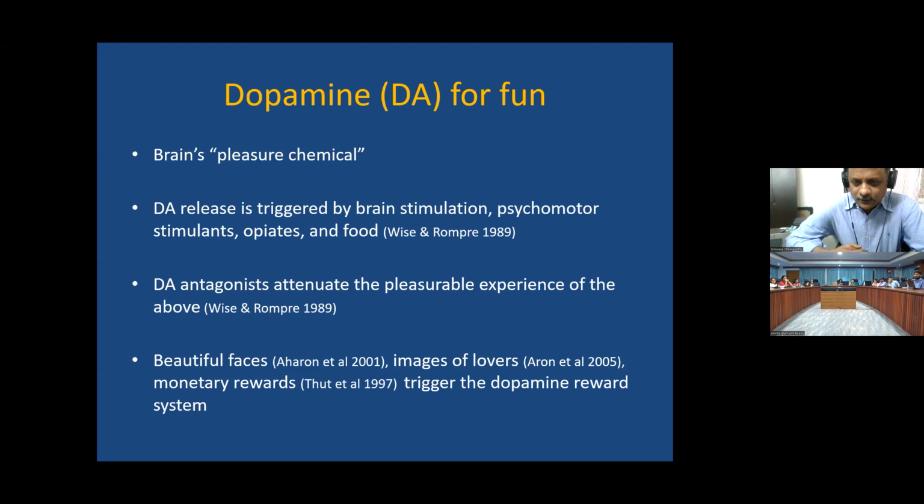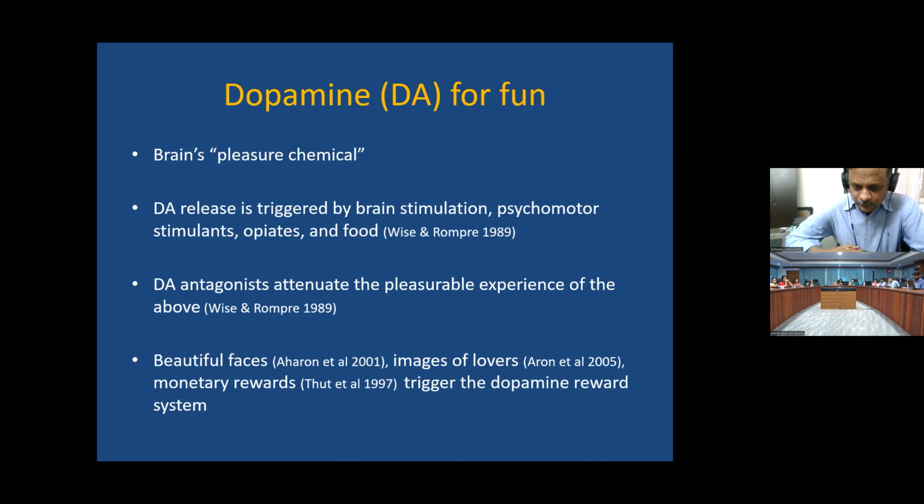Right? What is it and what does it do? What does it mean? What is dopamine as a chemical signal? So dopamine is called a pleasure chemical, the brain's pleasure chemical. Whenever you feel pleasure, there is dopamine signaling, dopamine release going on somewhere in the brain. For example, it is known that dopamine release is triggered by brain stimulation.